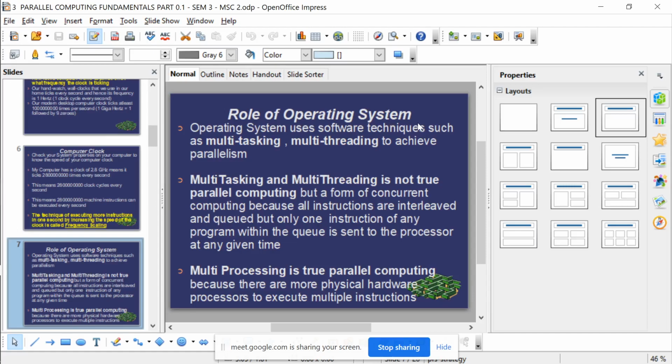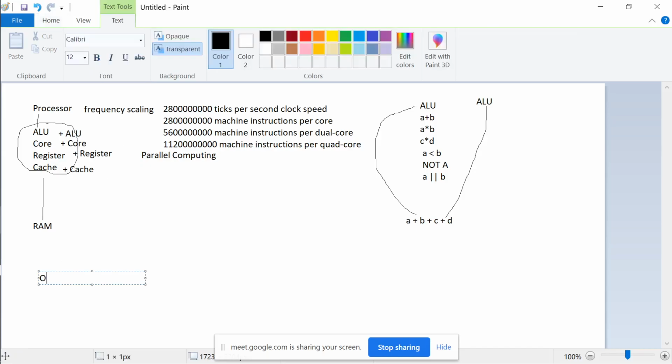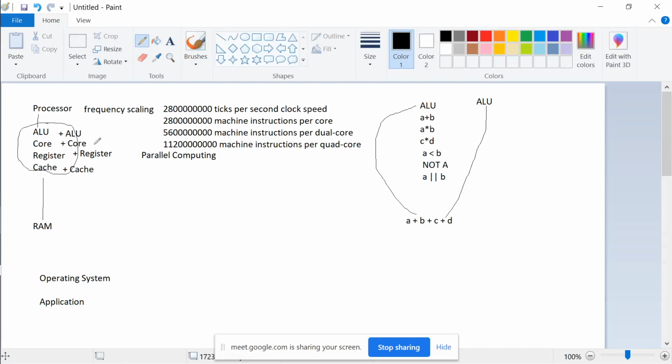So then we said, who is giving all these instructions to the processor? Ultimately some software is working for you, right? That is the operating system. It is like your intermediary. Between your applications and your machine, your operating system is the main communicator.